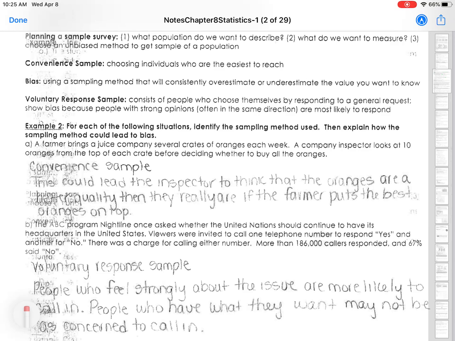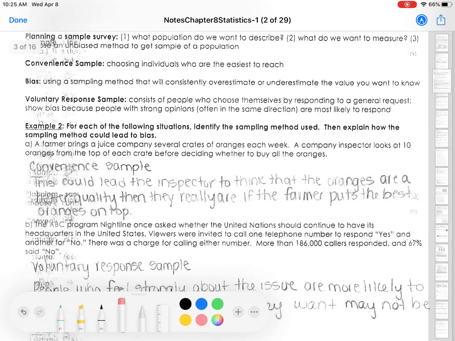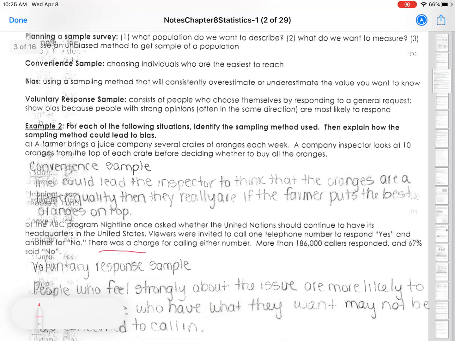The ABC program Nightline once asked whether the United Nations should continue to have its headquarters in the United States. Viewers are invited to call one telephone number to respond yes and another for no. And there was a charge for calling either number. So again, here's the bit of information: there's a charge for calling. More than 186,000 callers responded and 67% said no. So this was not mandatory, so this was a voluntary response sample, and the people who obviously feel strongly about the issue are most likely going to be the ones who call.